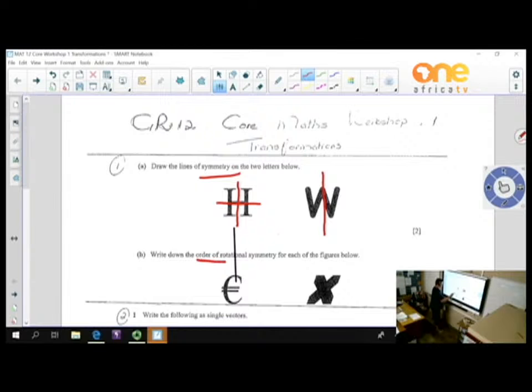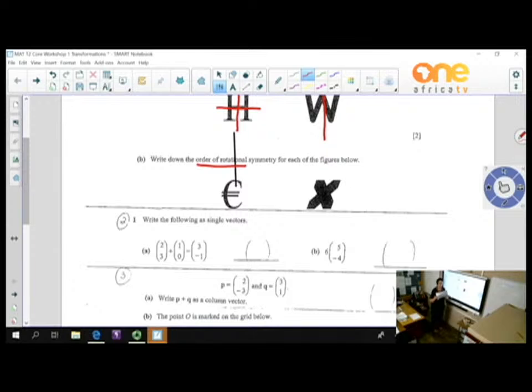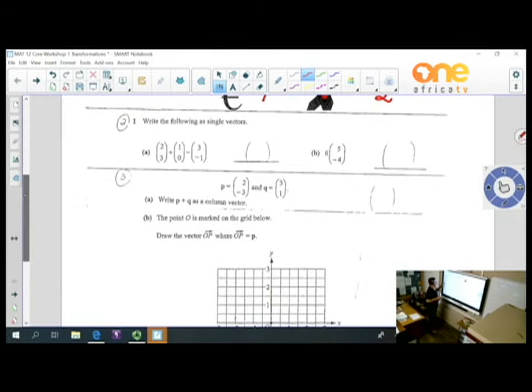At B, they say, write the order of rotational symmetry. Now, if I hold this paper, I can turn this paper twice to the original position. And that is the order of rotational symmetry. So this one will only be one. You can only turn it once around. And this one will be two. If you're unsure, take your tracing paper, which you are allowed in the exam to have. They must hand it out for you. Then you trace it and turn it around, and then you can see which one is which. Question 2.